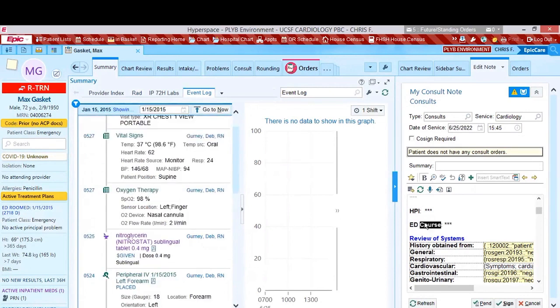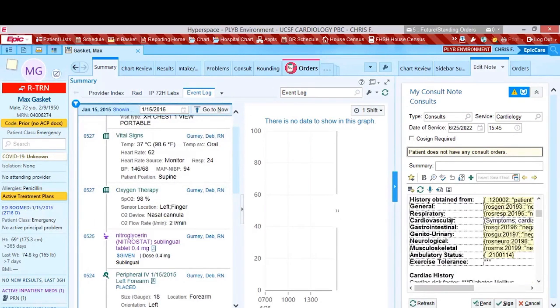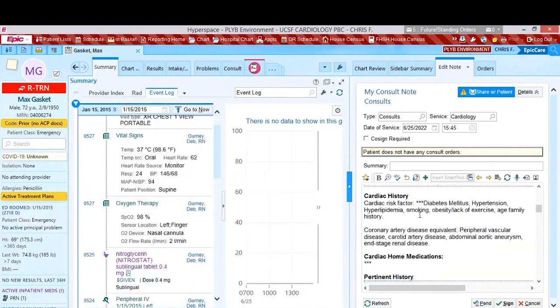So that's something I usually go for, the ED course, if the patient's fresh. Review of systems, you can't fill it up yet because you need to talk to the patient. And then this is the cardiac history. So this is what they care about. And these are the questions that you actually need to ask the patient. Any new consult to cardiology, you need to ask these questions actively.